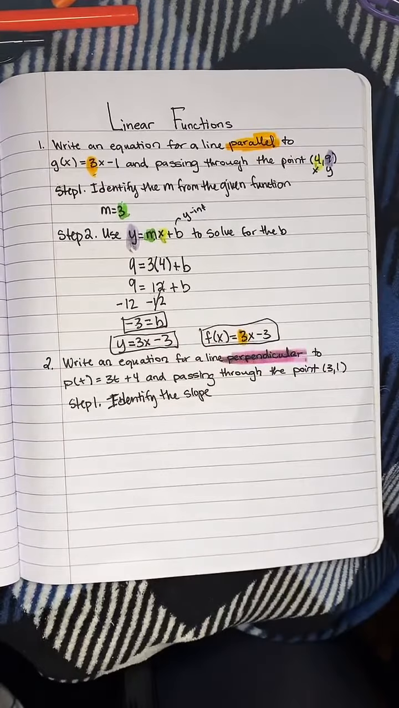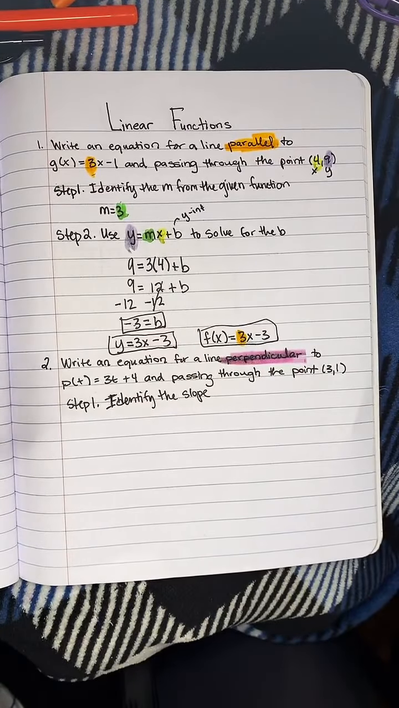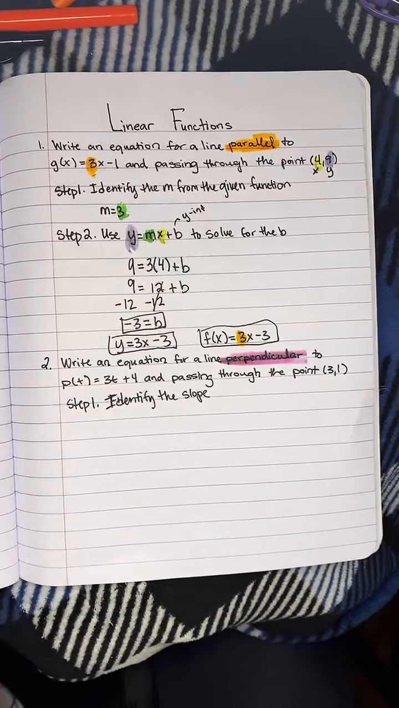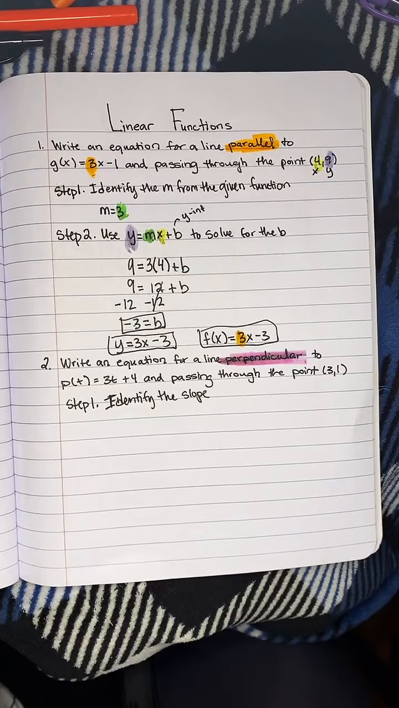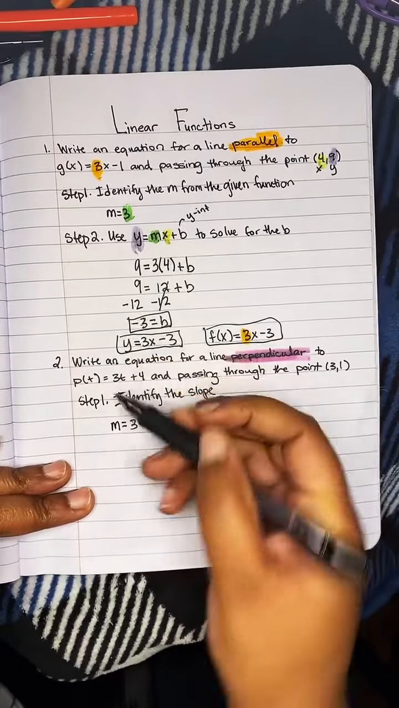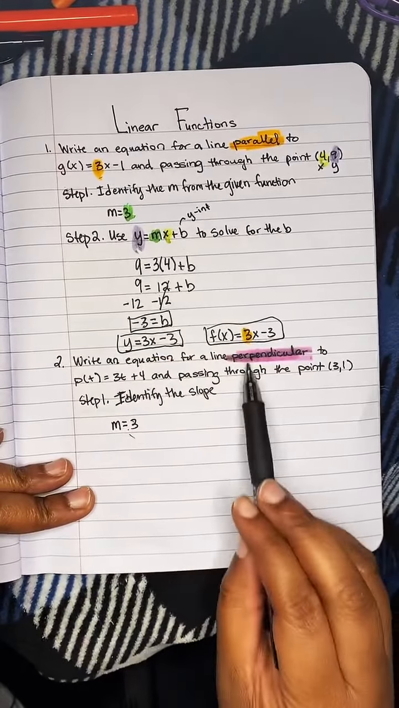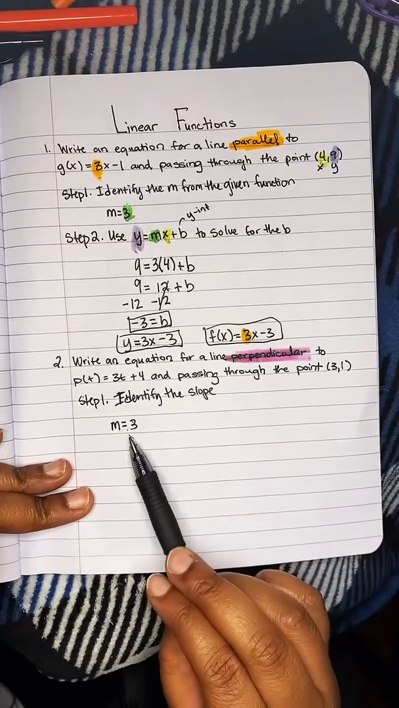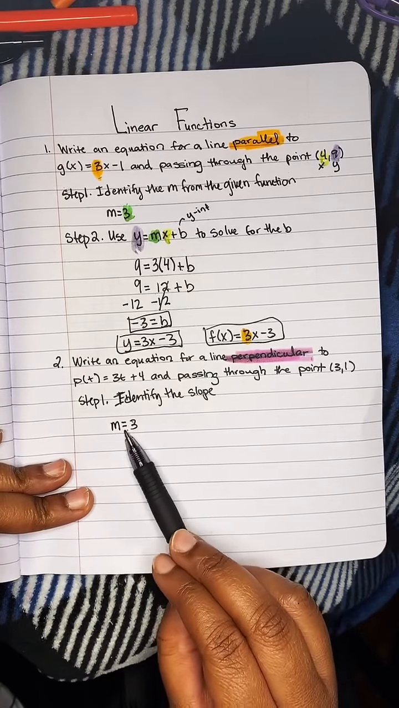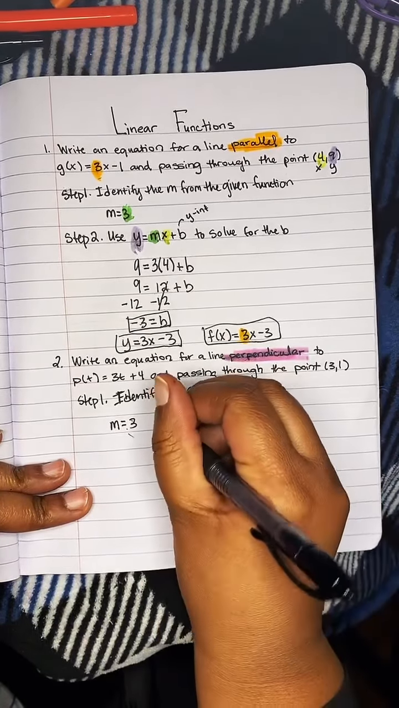Can somebody tell me what's the slope from the equation given? Can you guys tell me what's the slope that we're looking at? Okay, so it is 3. Good. So that's the very first step, just identify the slope. But remember, we're doing perpendicular, so we don't want parallel. We don't want the same slope. We want the perpendicular slope.